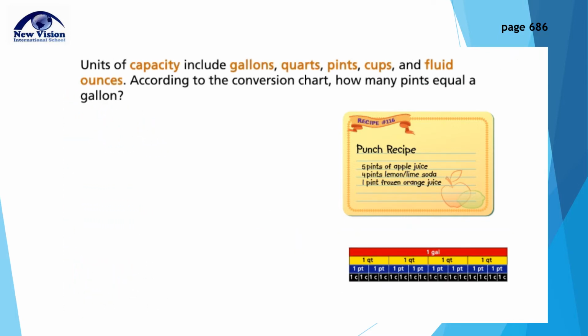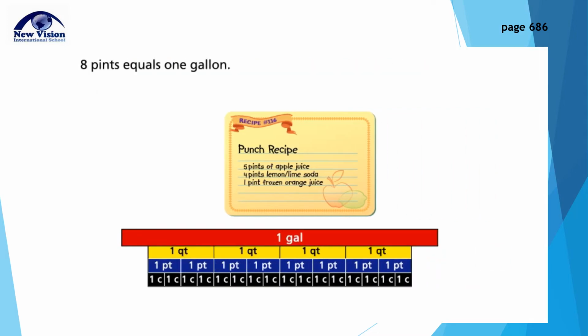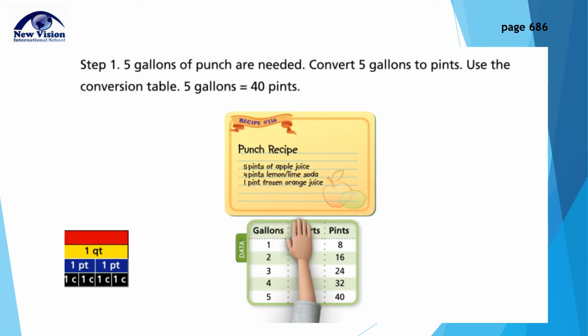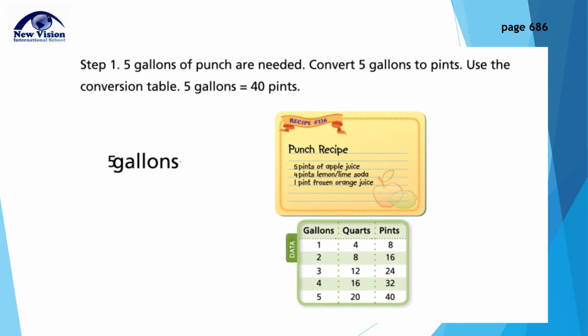Units of capacity include gallons, quarts, pints, cups, and fluid ounces. According to the conversion chart, how many pints equal a gallon? 8 pints equals 1 gallon. Step 1. 5 gallons of punch are needed. Convert 5 gallons to pints. Use the conversion table. 5 gallons equals 40 pints.